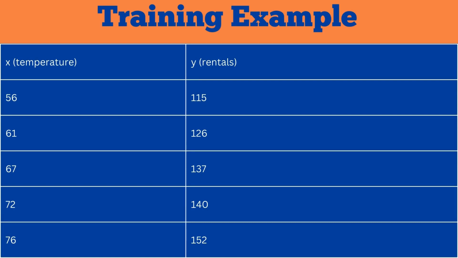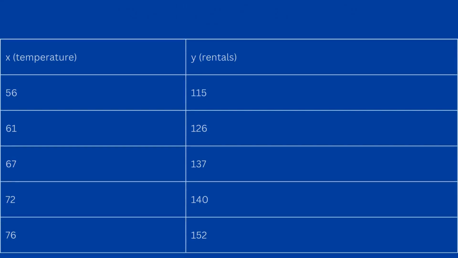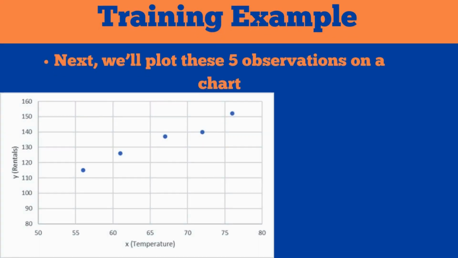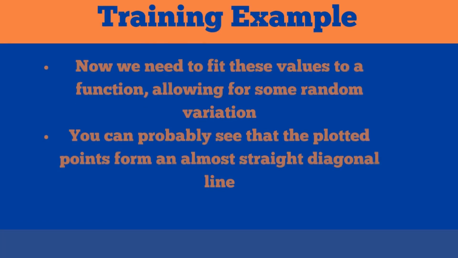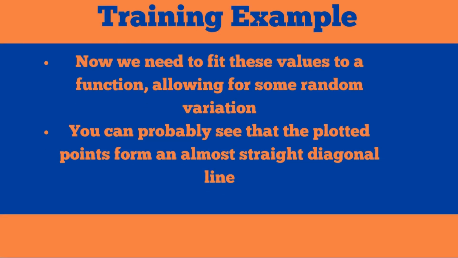Slide 11. So here are the 5 observations that Microsoft Learn randomly selected. Now we have the data prepared, we will have to plot these observations on a chart, which is shown over here. This will help us visualize the process. Now we need to feed these values to a function, allowing for some random variation, because you can't be sure what will be the exact amount of people renting the bicycles based on the temperature alone.